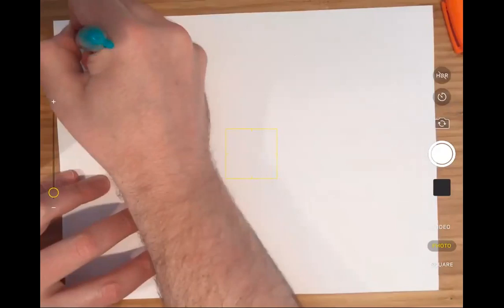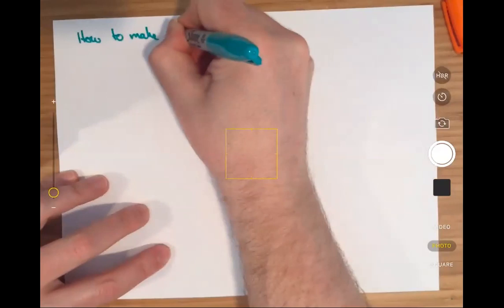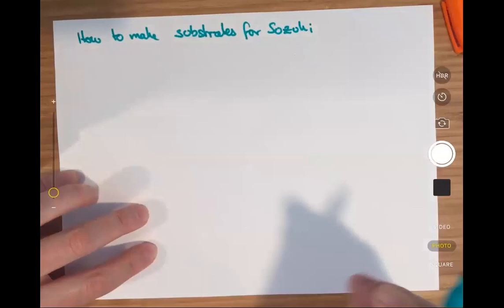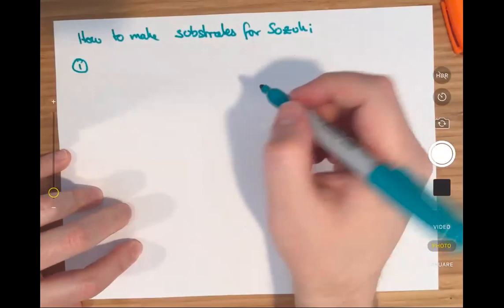Okay, so we want to talk about the substrate. So how to make substrates for Suzuki. One, we have the aryl halides. We know how to do this. This is just simple electrophilic aromatic substitution.